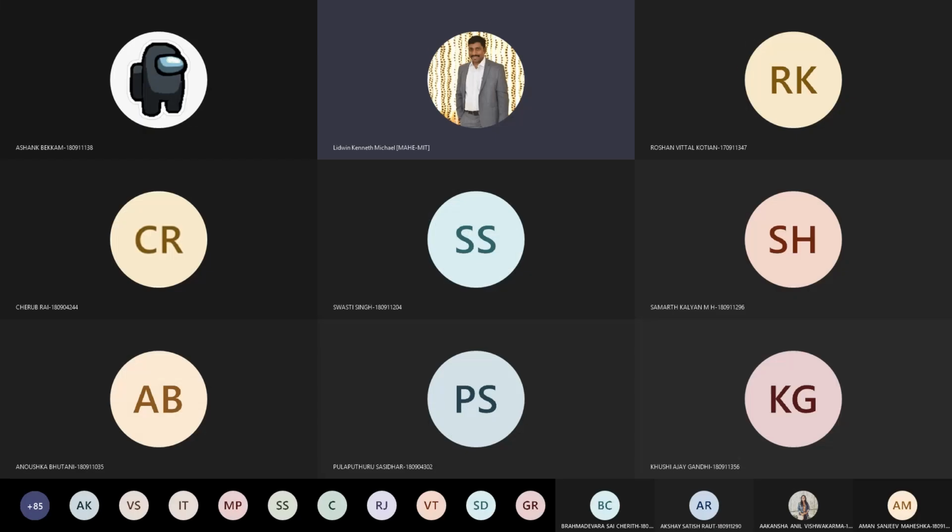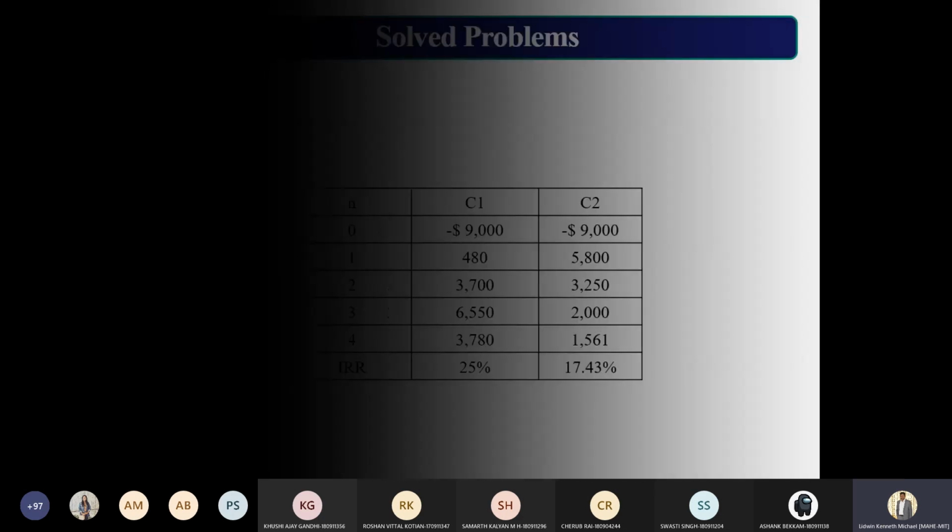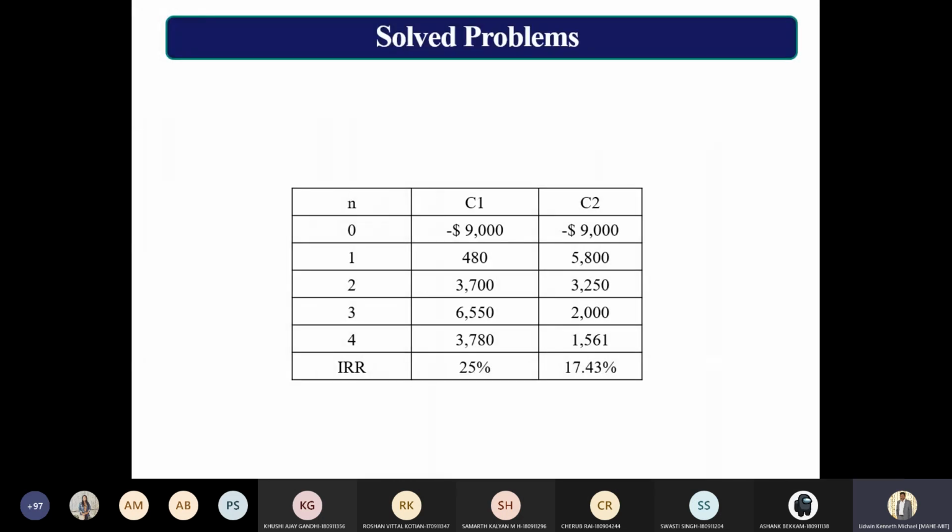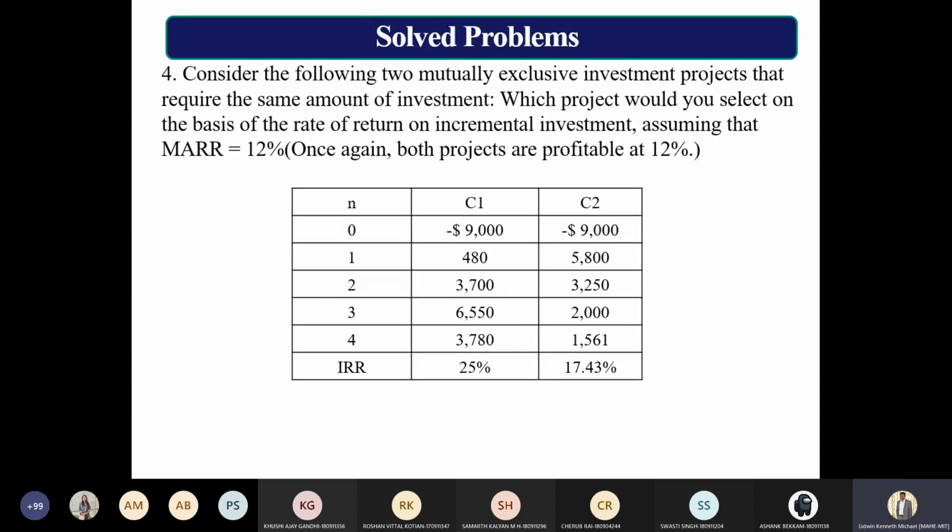Numerical problem on incremental analysis that I had given, you're supposed to find which alternative is better. The MARR for the same is given as 12%, right? So that is your starting point. In this it's a different problem where the investment opportunities are the same. So both alternatives have the same investment opportunities.